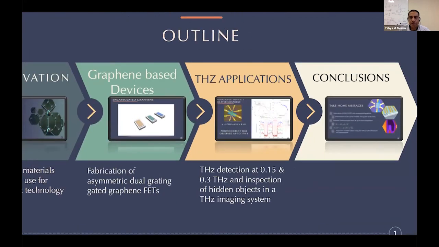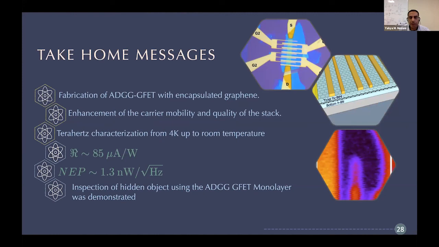Okay, in conclusion, we fabricate this structure based on these 2D materials, graphene encapsulated between 2 layers of HBN. This enhances the carrier mobility and the quality of the stack, mainly because the graphene sheet is not getting contaminated by other material. We make the terahertz characterization from Kelvin up to room temperature. We obtain these values of responsivity and noise equivalent power, and also we demonstrate the inspection of hidden objects using the ADGG GFET mono layers.